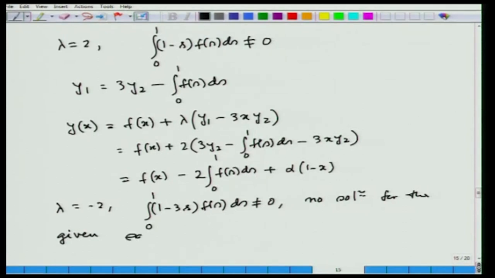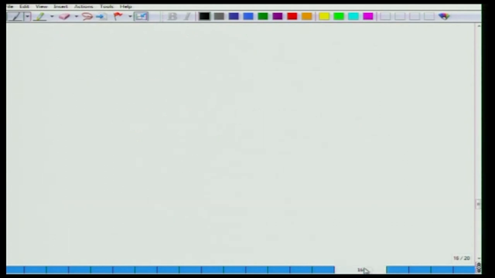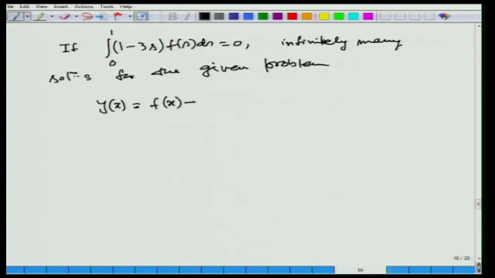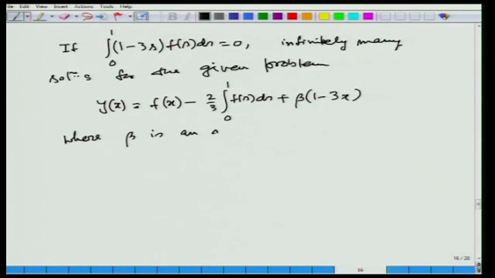And for lambda equal to minus 2, we can again find the solution for the given problem in a similar fashion. That means, if we find that integral 0 to 1 of (1 minus 3s) f(s) ds is equal to 0, then we can find infinitely many solutions for the given problem. And in this case, the solution can be obtained as y(x) is equal to f(x) minus 2/3 integral 0 to 1 of f(s) ds plus beta times (1 minus 3x), where beta is an arbitrary constant.